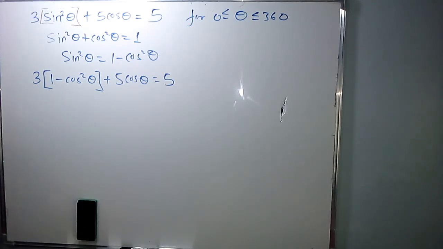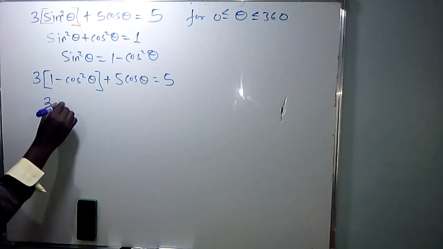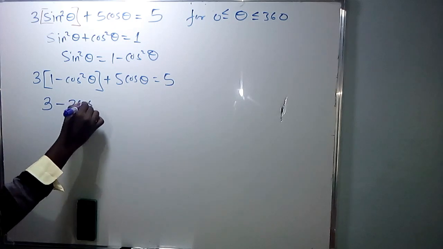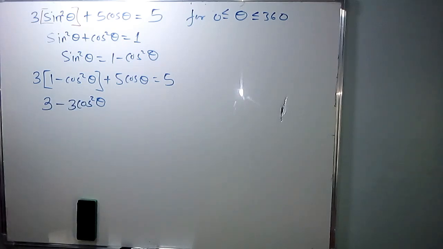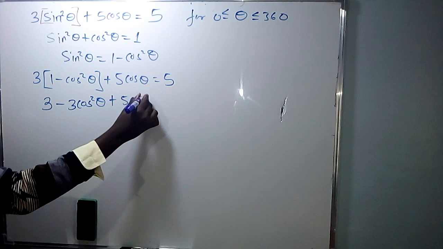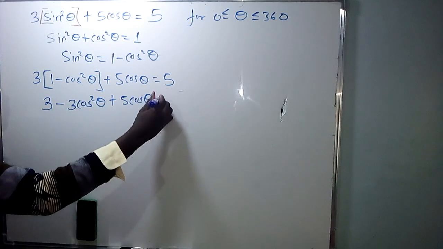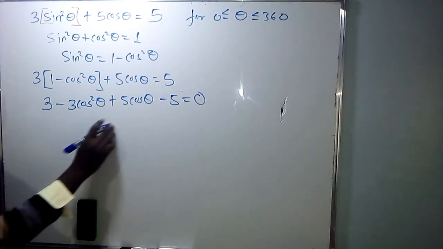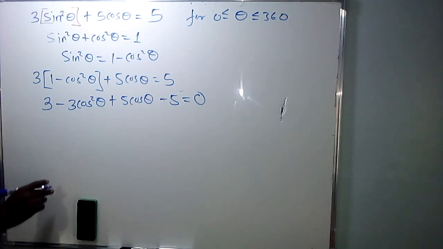So if we simplify this equation, opening the bracket, 3 into 1 minus cos squared theta, we get 3 minus 3 cos squared theta. A factor outside the bracket multiplies all the terms inside that bracket. So we have 3 times 1 is 3, minus 3 times cos squared theta is 3 cos squared theta. Then plus 5 cos theta is equal to 5. The 5 coming to the left hand side becomes minus 5, and it is equal to 0. This is in quadratic form, so we can't simplify it further.